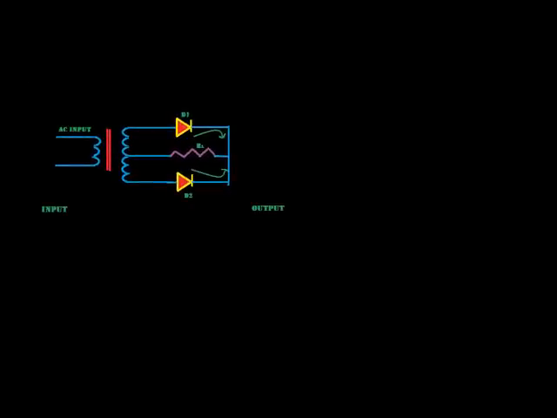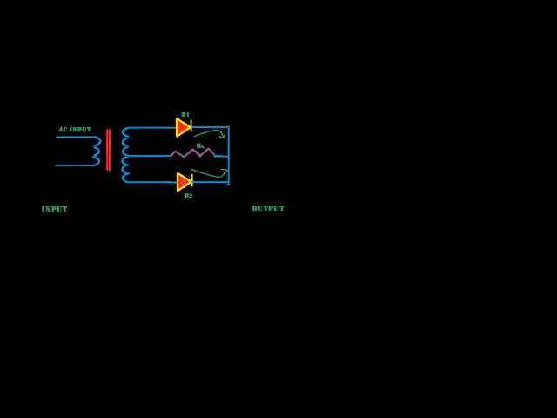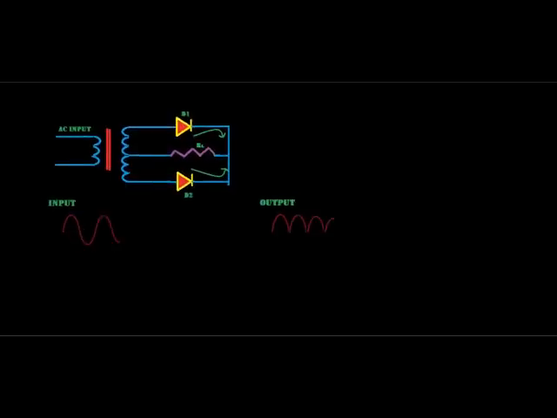Full wave rectifier. A full wave rectifier is a circuit which converts an AC voltage into a pulsating DC voltage using both half cycles of the applied AC voltage. It uses two diodes, of which one conducts during one half cycle while the other conducts during the other half cycle of the applied AC voltage.